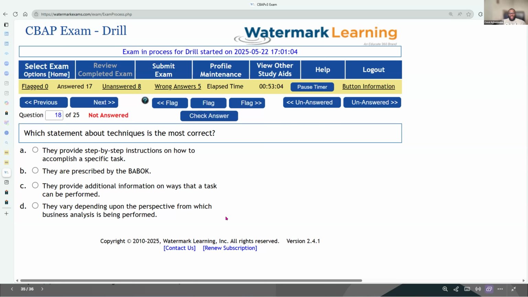We can eliminate B, I guess. Even though, yeah, they're prescribed. I mean, they're prescribed by the BABOK, but for me, it's not like a full statement. Yeah. Prescribe means you got to do it. None of the techniques are you got to do it, except for maybe stakeholder lists, maps, and personas. You pretty much got to do that one.